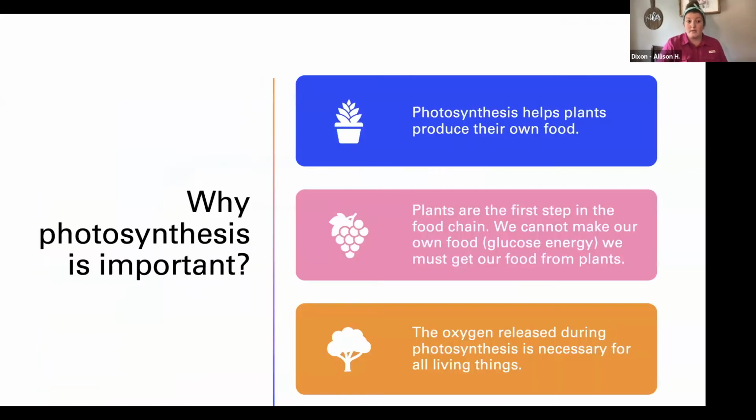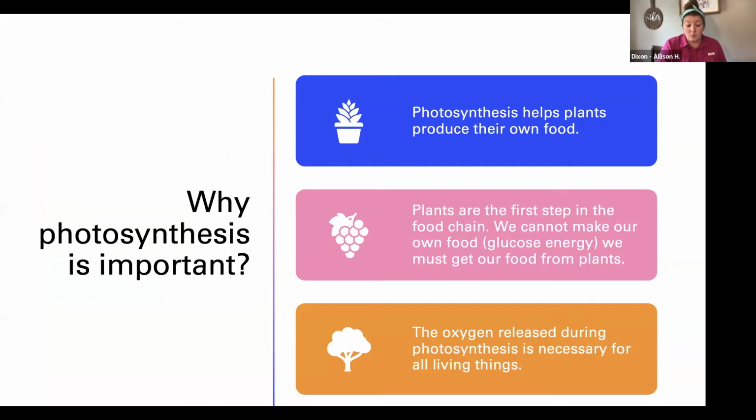And so, why is photosynthesis important? First, photosynthesis helps plants produce their own food. Then, plants are the first step in the food chain. We cannot make our own food. We must get our food from plants. And the oxygen released during photosynthesis is necessary for all living things.